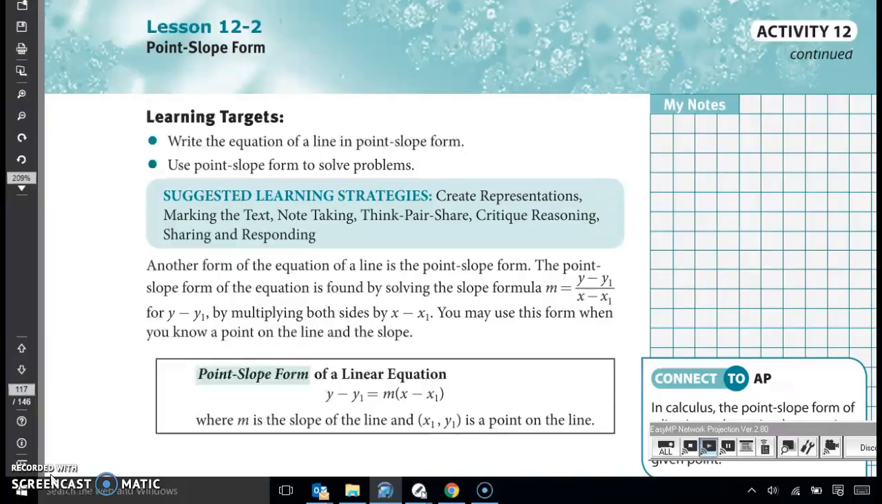The plain old x and the plain old y are part of your equation, because in order for it to be an equation, you need an input and an output, right? You need an independent variable, which is your plain old x, and your dependent variable, your output, which is your plain old y. And then m is still your slope.